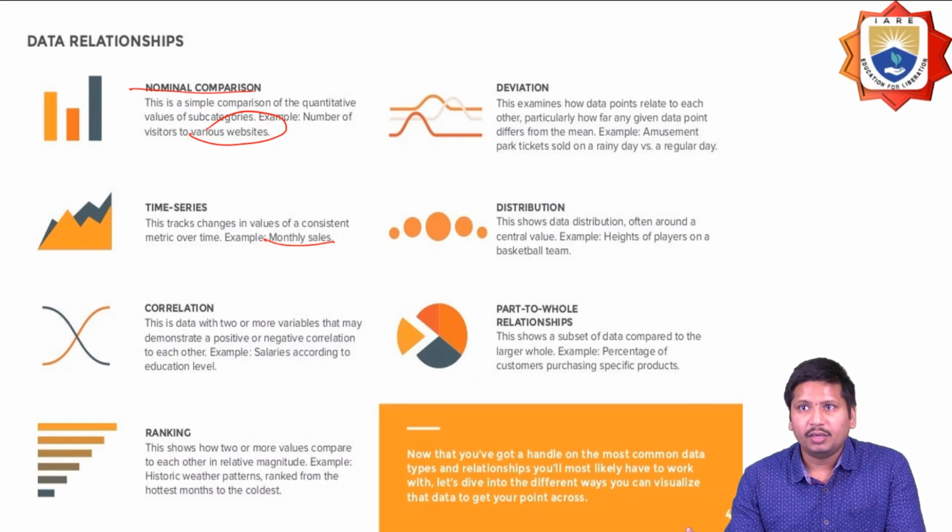An example may be amusement park tickets sold in the month of rainy days and then regular days. And the next one is the distribution. Here, how the data is distributed around the central value, and an example may be the height of the players in a basketball team. And the next one is part-to-whole relationship. Here a subset of data is compared with the whole, such as the percentage of customers purchasing the products.